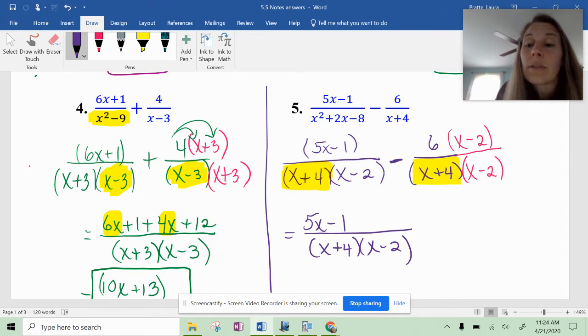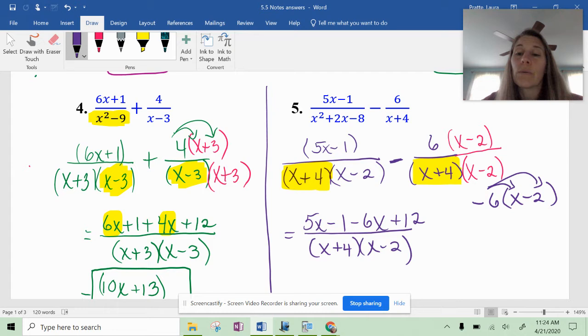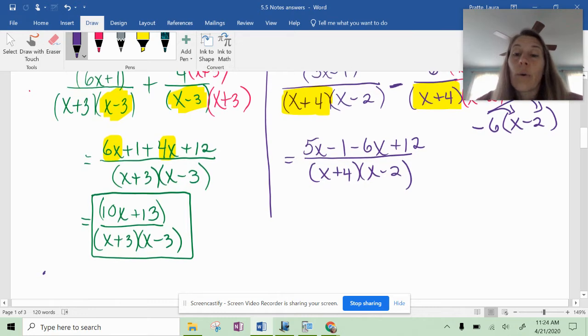And then since I'm subtracting, it's really going to be like a negative 6 times x minus 2, and I'm distributing that negative 6, right? So it's going to become negative 6x, and then negative 6 times negative 2 is positive 12. Sometimes people get a little confused when there's a subtraction there, and people forget that they have to distribute the negative with the number.